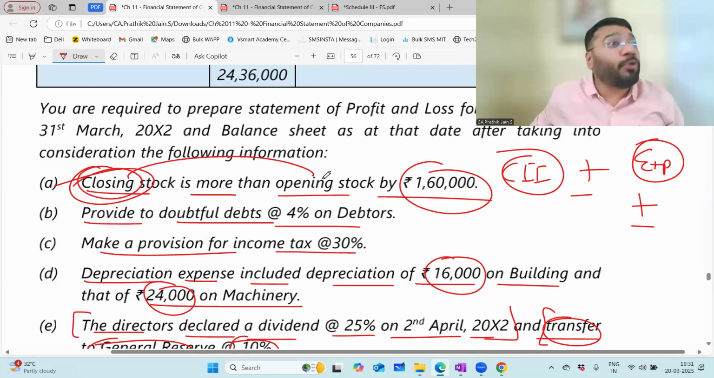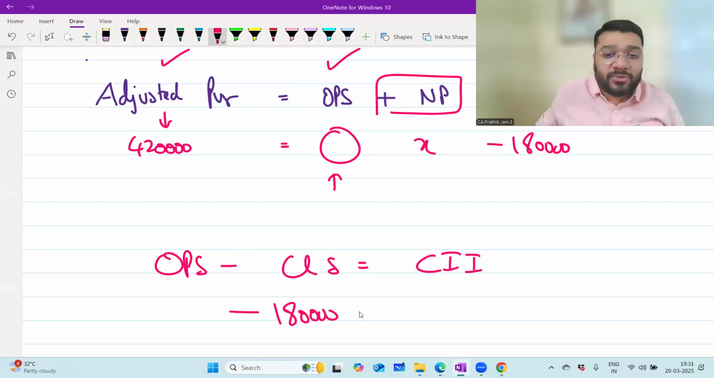Closing stock is more than opening stock. So obviously this 160 is what? Reversal of the purchases. Hence this will be minus 160, is what I am saying. What are you saying?